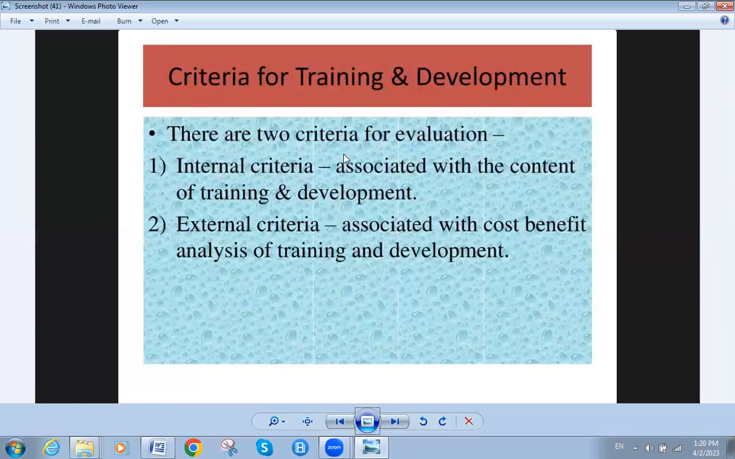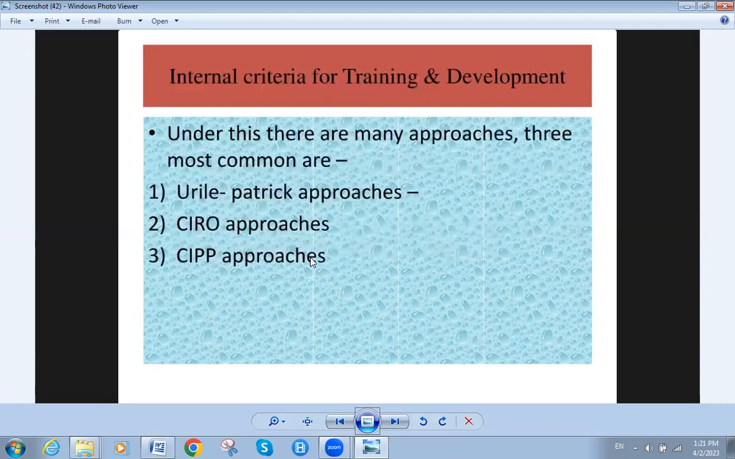So are there any criteria for training and development? Yes, there are 2 criteria for evaluation. Internal criteria associated with the contents of training and development. External criteria associated with the cost-benefit analysis of training and development. So the contents and the pros and cons of the training and development. So I do it for 2 things: the contents of the program and the pros and cons of the program.